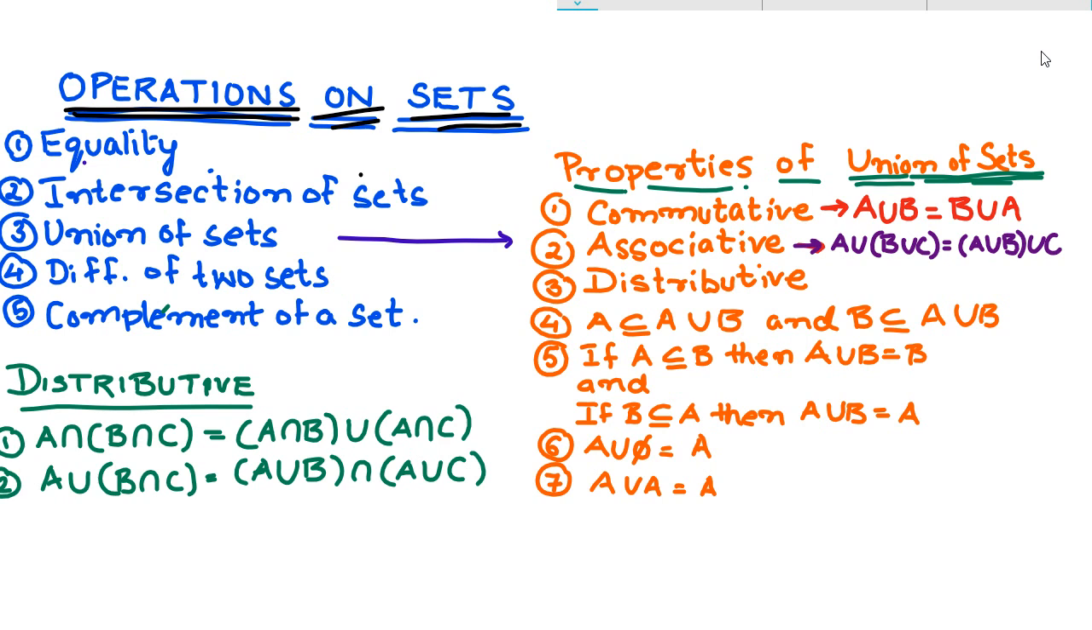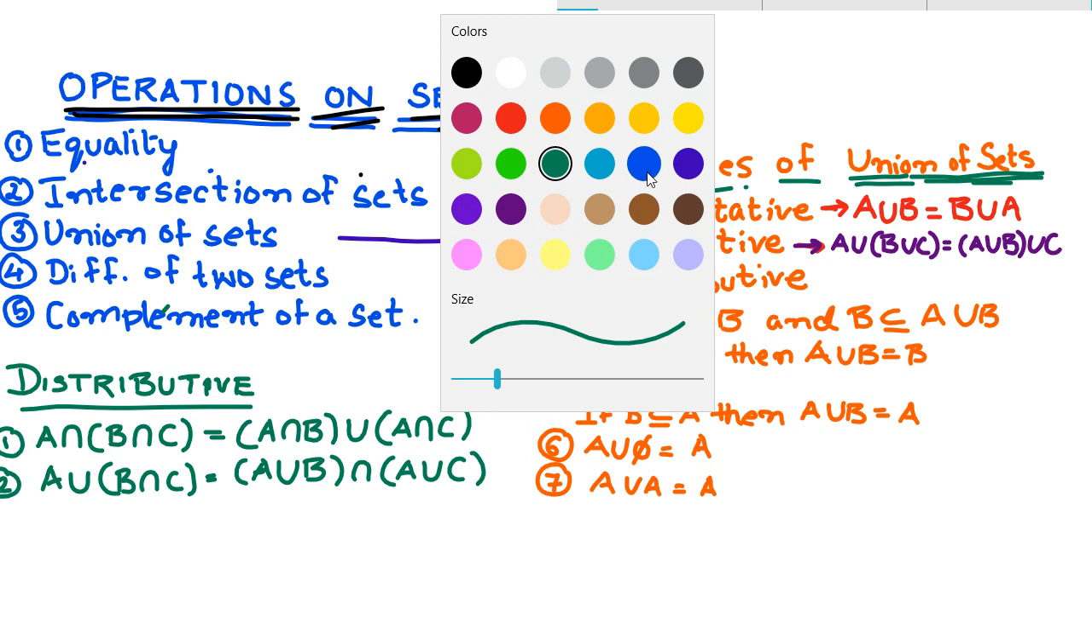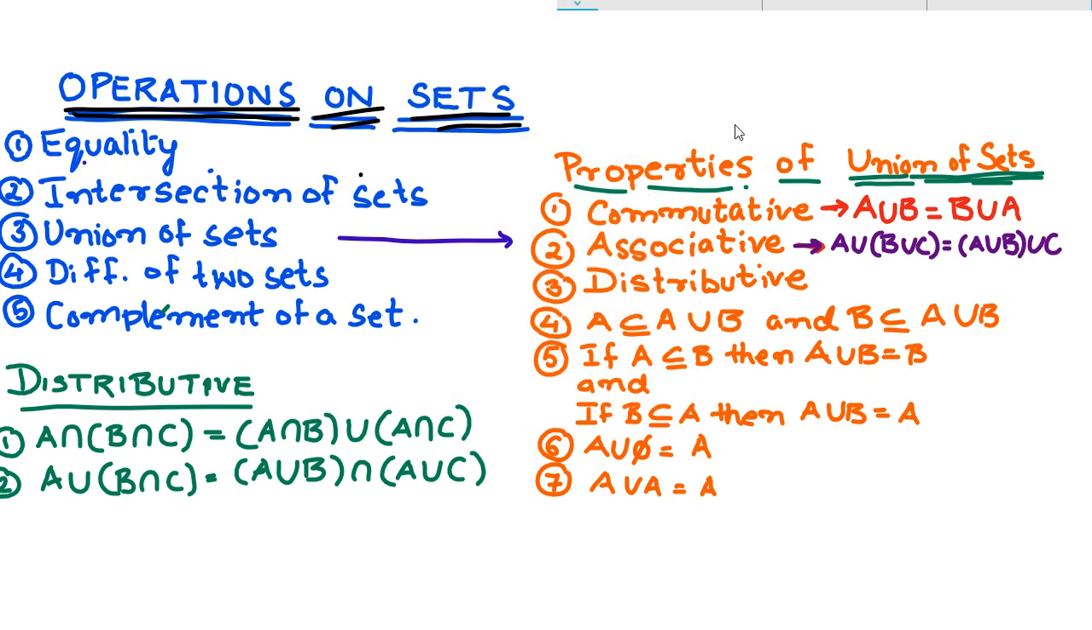So now let's understand a few properties associated with union of sets. Let me take a different color. Okay, so the properties of unions of sets. First is the commutative property.